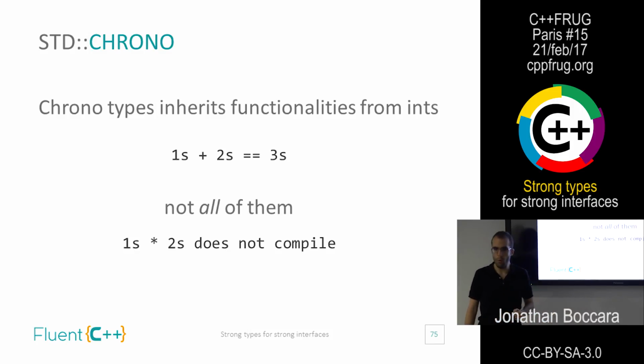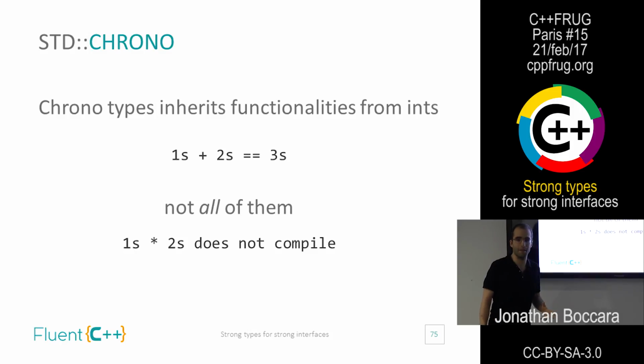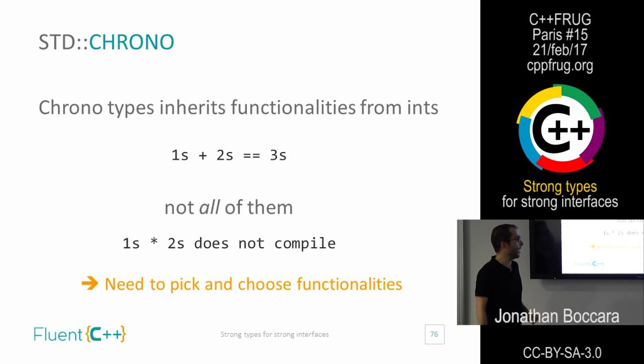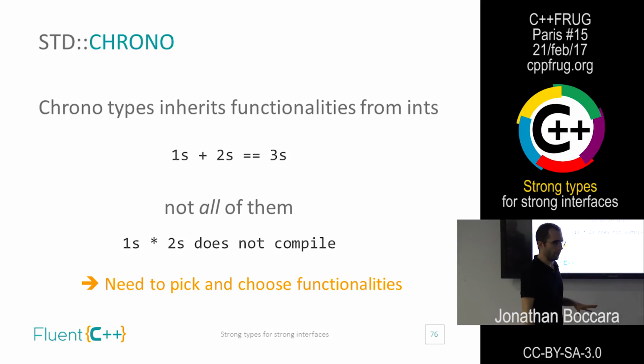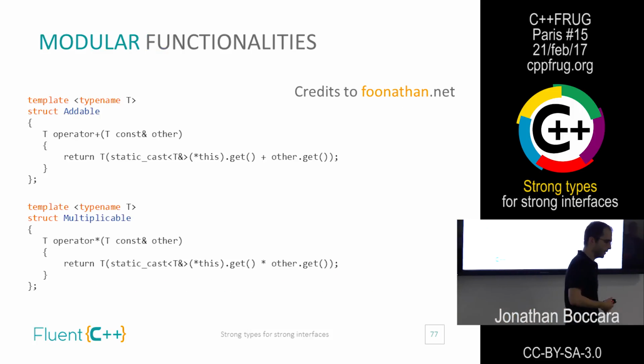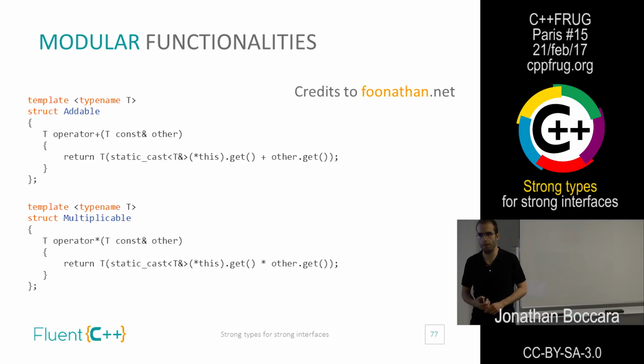Although you don't want all of it, right? Because there are some things you don't want to be permitted to do. You don't want to be able to multiply seconds together by mistake because it doesn't make sense. So you need to pick and choose what you want to take from the underlying type. How do we do this? Well, one idea is to use policies.